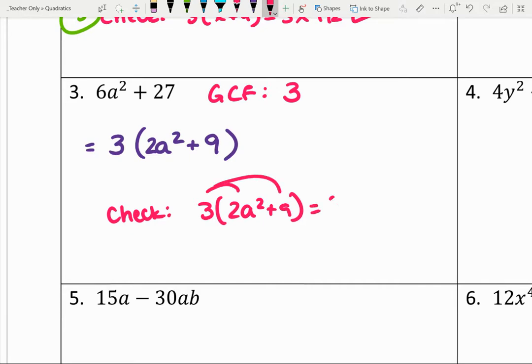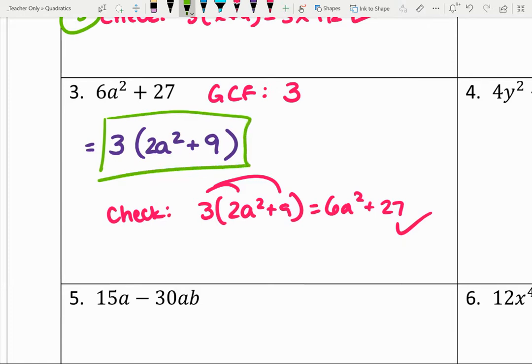Do some distribution, we get 6a squared plus 27. Notice it took me all of 5 seconds to check my answer. As with everything, you're probably going to make some mistakes. You're probably going to do something silly that you didn't even mean to do. As long as we're checking our answers, we can catch those mistakes and fix them.